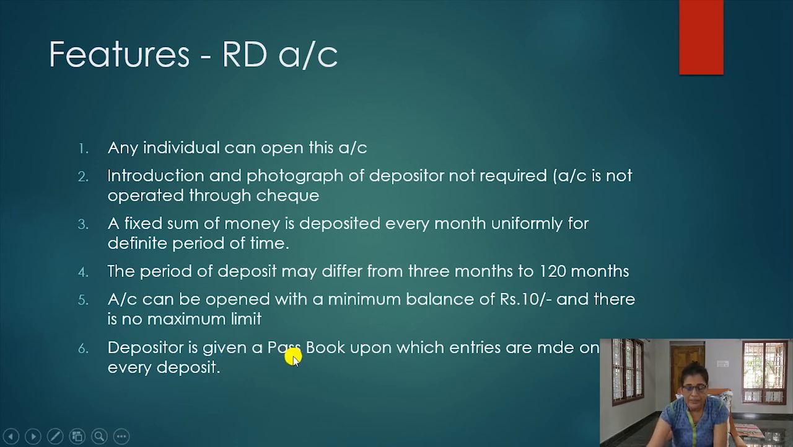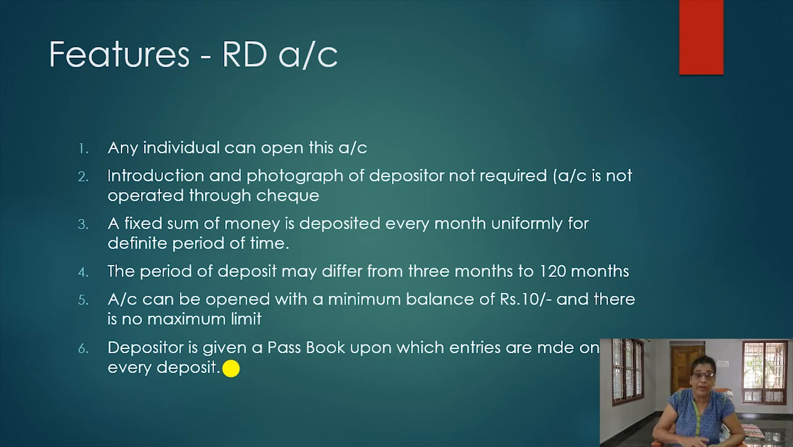The depositor is given a passbook upon which entries are made on every deposit. Well, for opening the RD account, what is the proof? So, the bank will give you a passbook. In the passbook, your name will be there. That means your customer name will be there. The date on which you have opened the account will be entered, and how much amount you are paying every month, that is also entered, plus the maturity date.